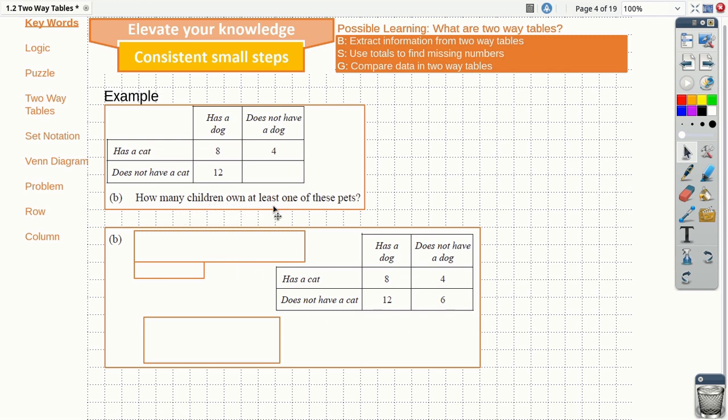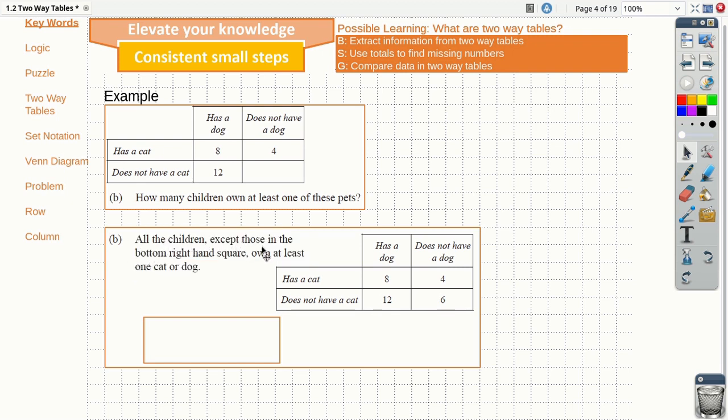So how many children own at least one of these pets? The key part to this question is here, so at least one. It means they could own one pet or both of the pets. So this top left box has a dog and has a cat, so they definitely own at least one pet because they have 2. In this box they don't have a dog but they do have a cat, so again they own at least one of these pets. Finally, in the bottom left they have a dog but do not have a cat, so again they own at least one of these pets. Bottom right box, they do not have a dog and they do not have a cat. They do not own at least one of these pets.